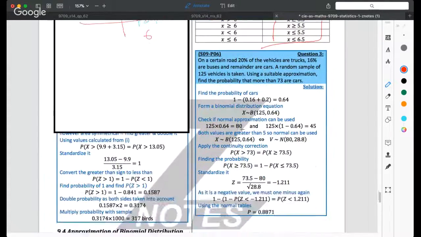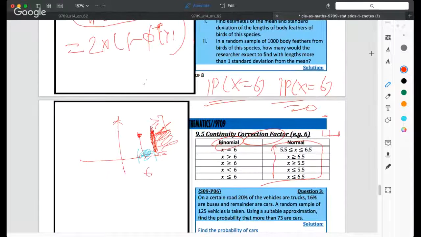It's not that hard. Now we are looking at the final questions on these notes.